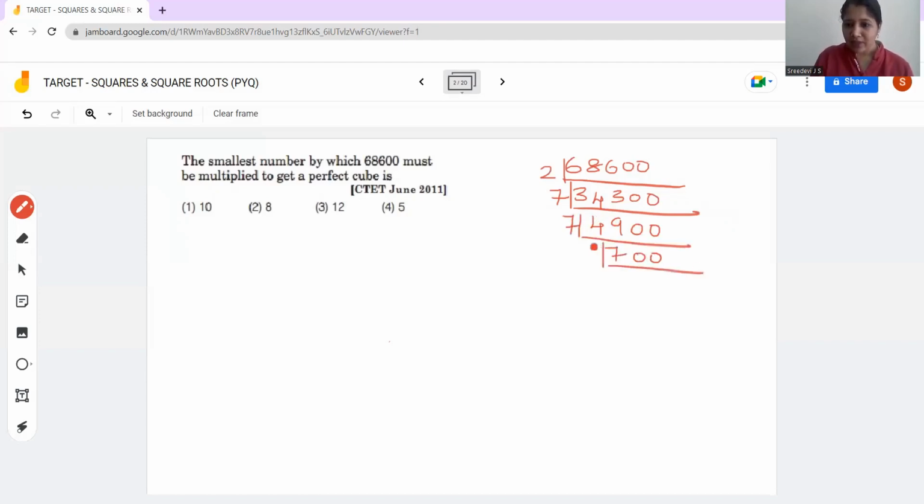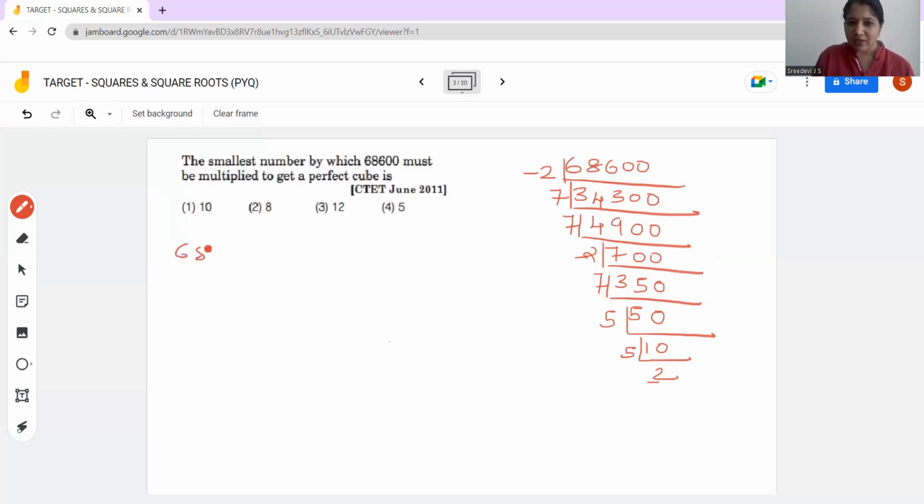Again by 2, we get 350. Again by 7, we get 50. Again by 5 division, we'll be getting 10. Again by 5, we'll be getting 2. So here, how many 2's are coming? 1, 2, 3. So for this number to be a perfect cube, the prime numbers have to come three times multiplied together, right?